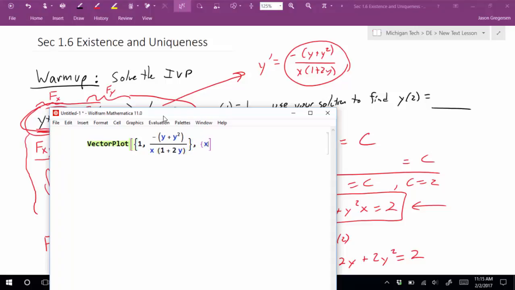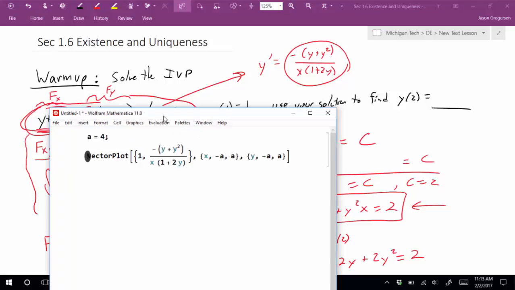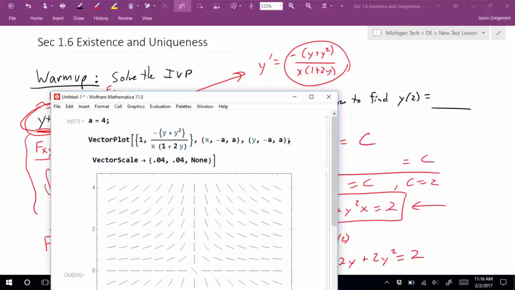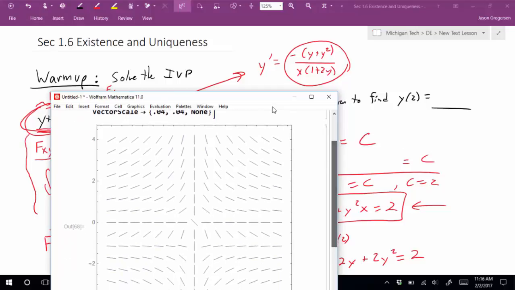I will plot that over some range. How about negative a to a, and y from negative a to a? Why am I using a's here? I'm really lazy and don't want to have to change all those little values later. And then lastly, we'll just scale this. Vector scale 0.04, 0.04, and none. All right, there is my slope field.